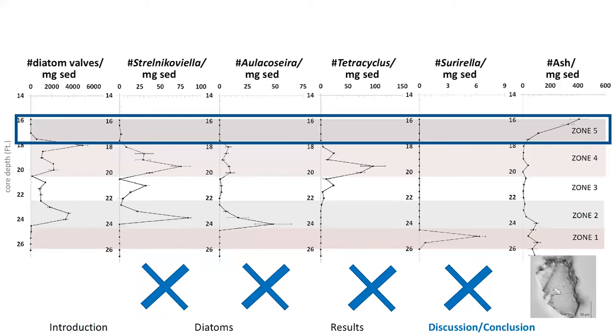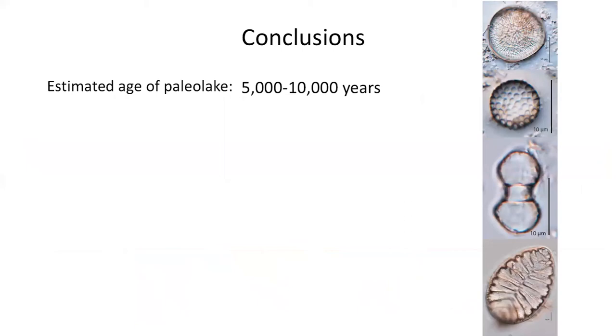So overall, let's talk about what I did and why it's important. So we estimated the age of the Paleo Lake. When comparing it to modern lakes of Iowa and compensating for the compression, we determined it to be about 5,000 to 10,000 years old. Then we looked at the ecologic setting of the lake and saw that the lake went through different shifts and it was not a consistent ecologic setting throughout its existence.